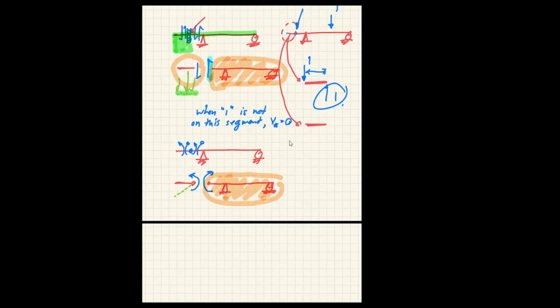When you have the unit load on the left, like this, you know that there will be moment here, right? At this location, because when you cut the free body diagram, this is now what you're going to have.